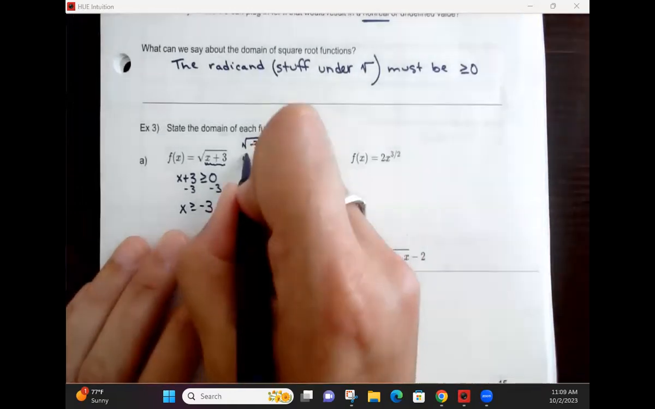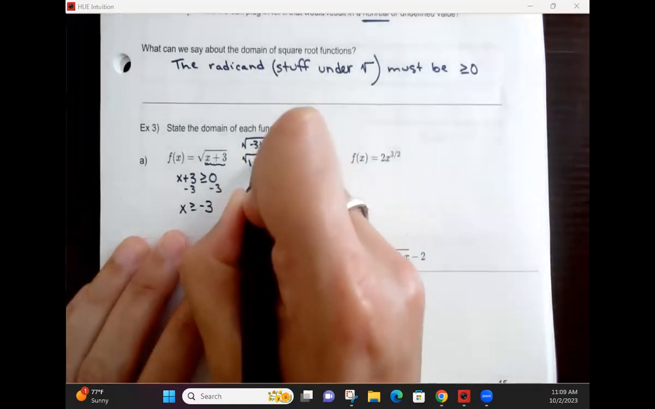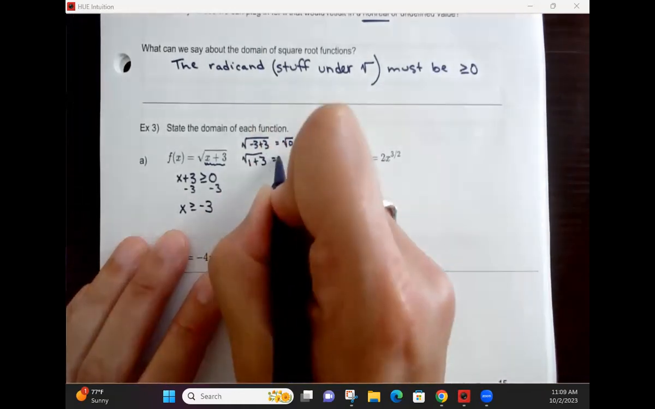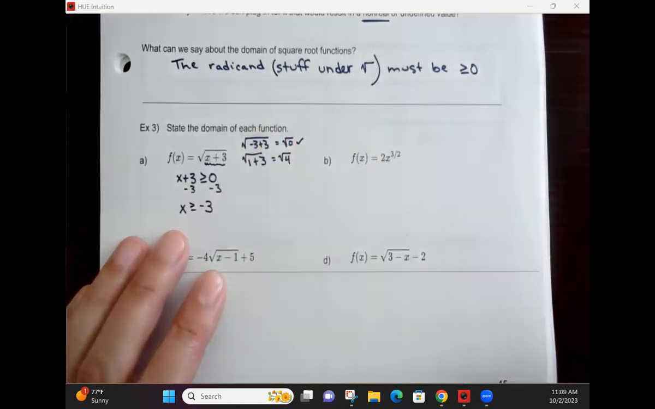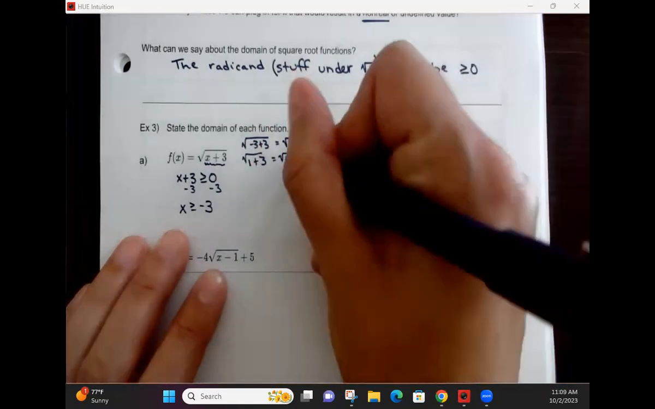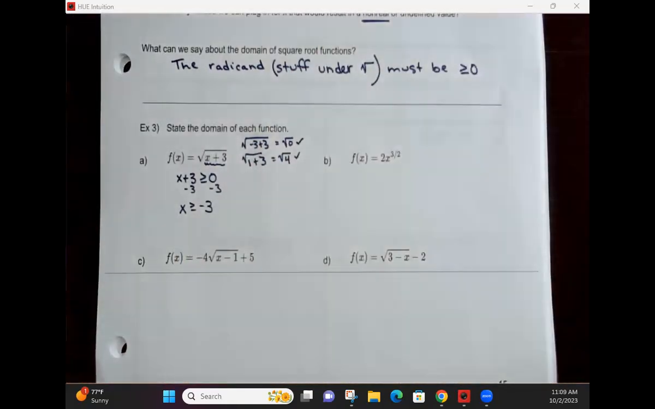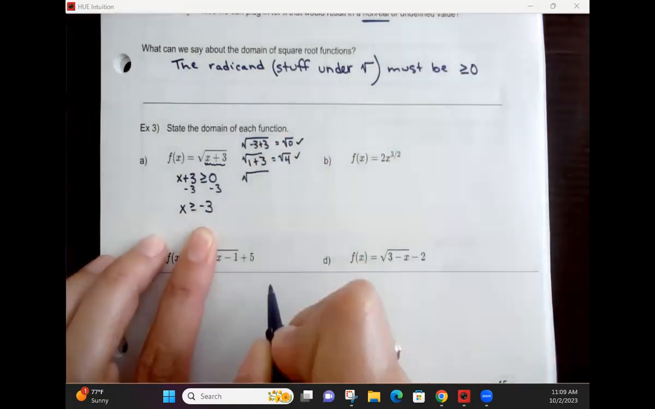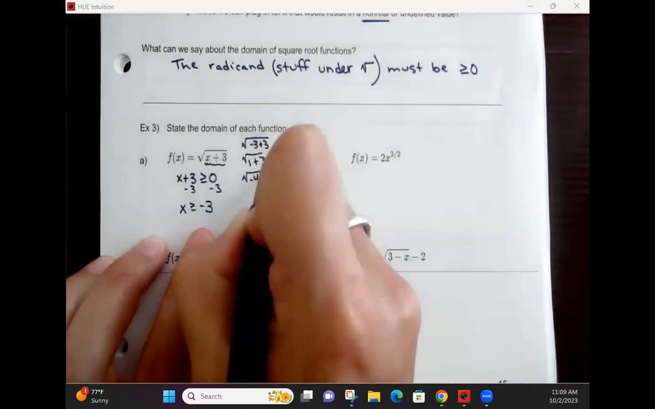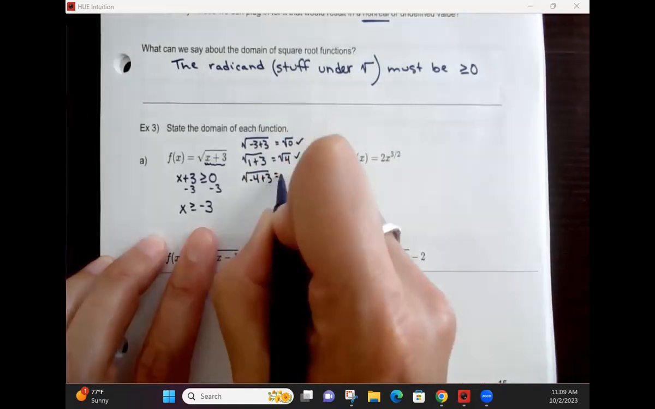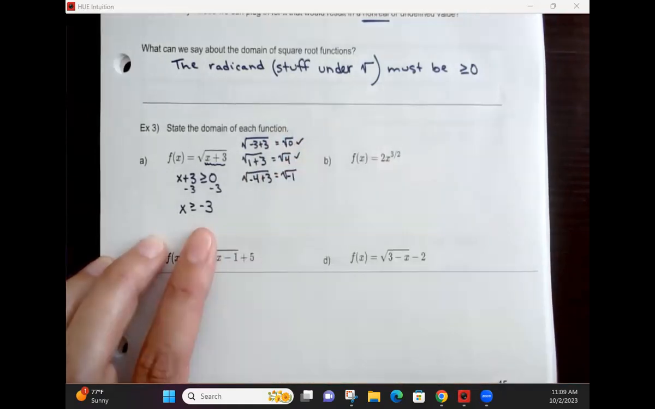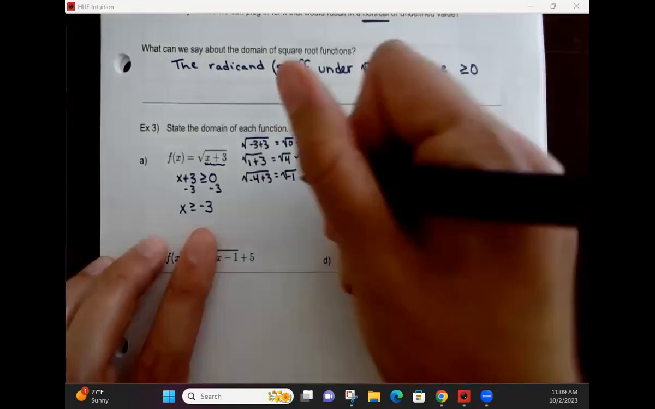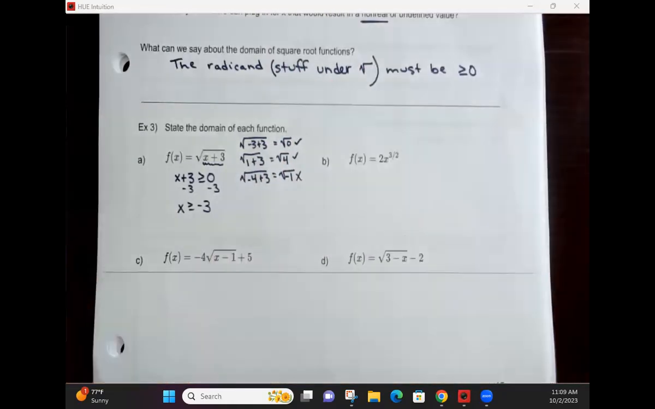So let's say I plugged in, I don't know, 1. That's bigger than -3. That'd be the square root of 4. Is that okay? Square root of 4? Sure. Even if I picked a number that didn't have a nice square root, as long as it's positive, that's okay. What if I pick something less than -3? What if I did the square root of -4? That'd be the square root of -1. Is that okay? No, that's the problem. Okay, so never a bad idea to go back and double check what you got.